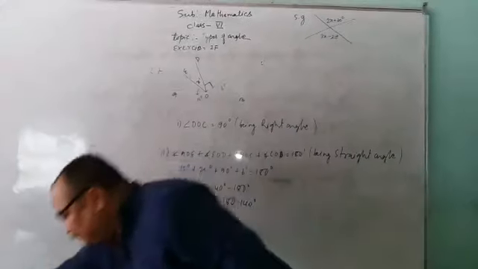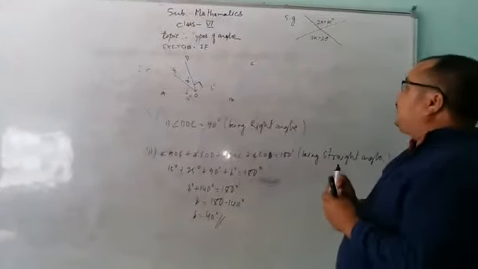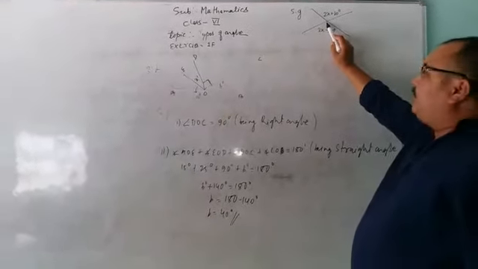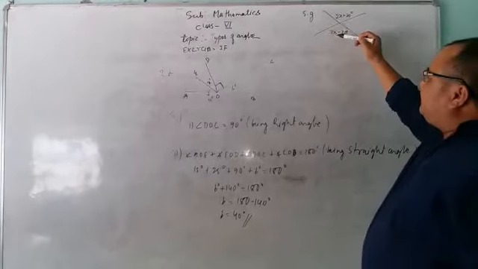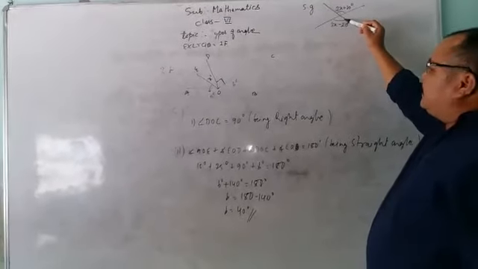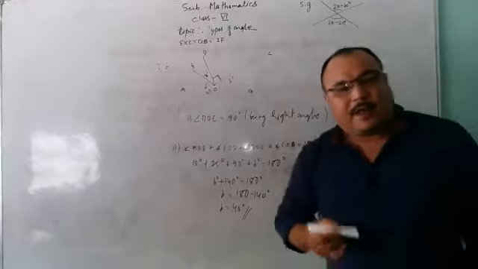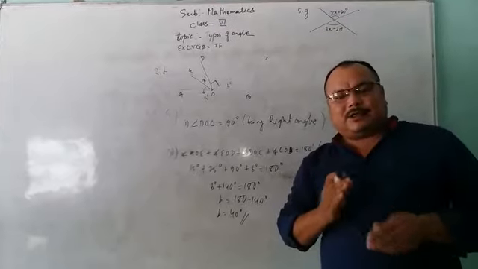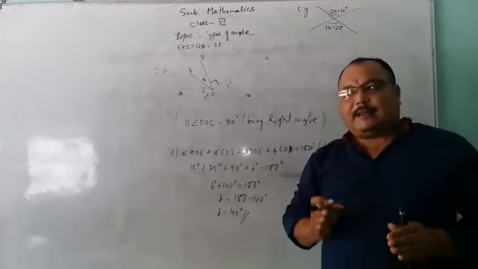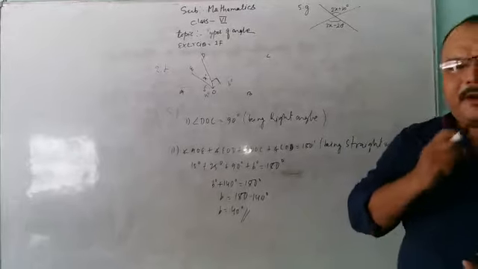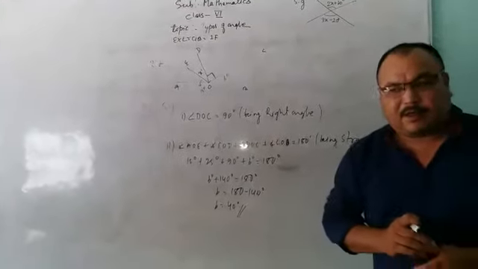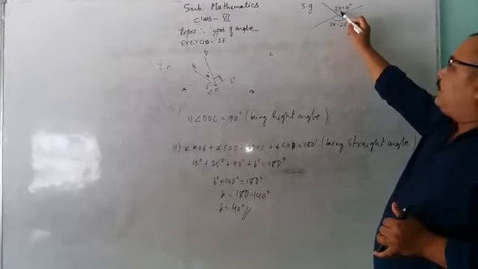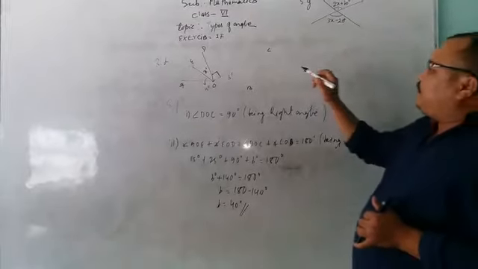My dear students, see here: these two straight lines intersect at a point, and the opposite angle of this angle is this angle. What I told you in my previous class: when two straight lines intersect each other, 4 angles are formed, and the opposite angles are called vertically opposite angles. The property of vertically opposite angles is that they are equal. So this is the vertically opposite angle. These two are the vertically opposite angles.